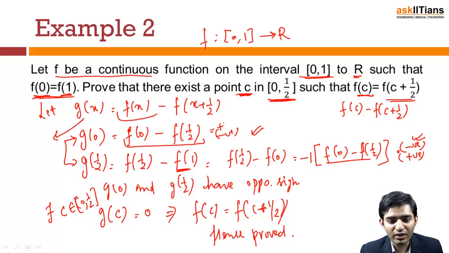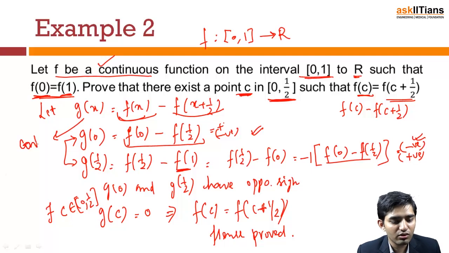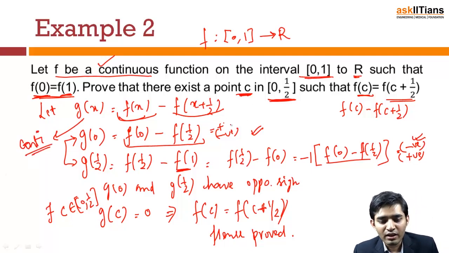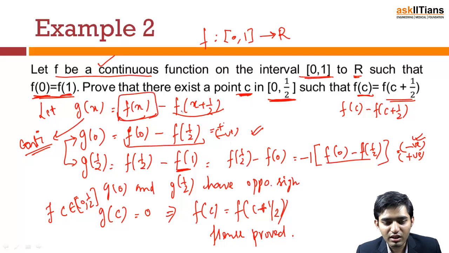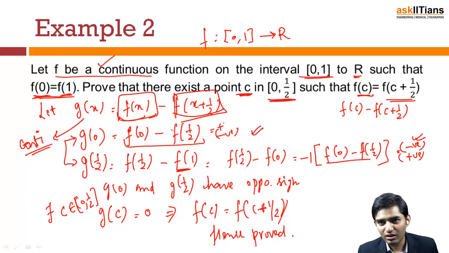How will you prove that? f(x) is continuous, as it is given in the question that f is continuous. So this is continuous and this is continuous, and continuous minus continuous is also continuous. You have to mention this if it is a subjective type question: that continuous minus continuous is continuous, so g is continuous. And once g is continuous, then you can apply this property, otherwise not.